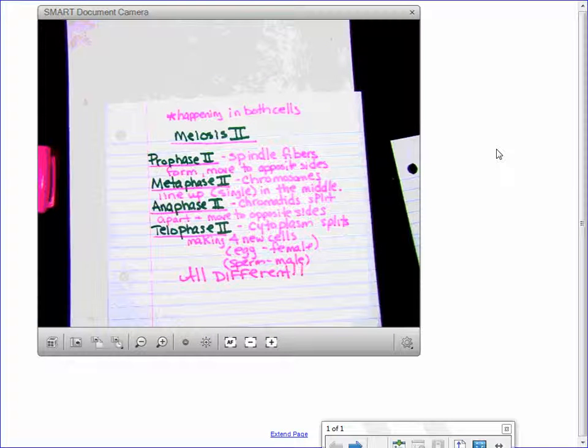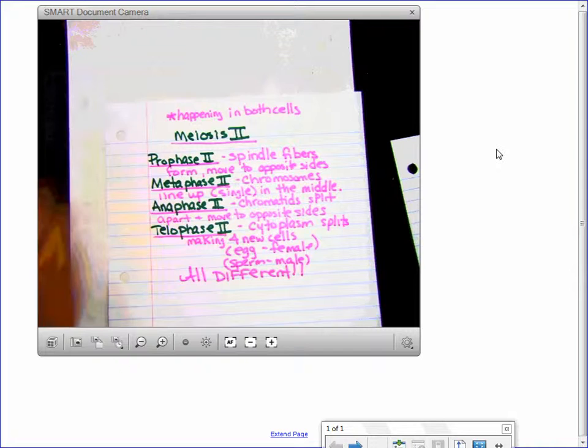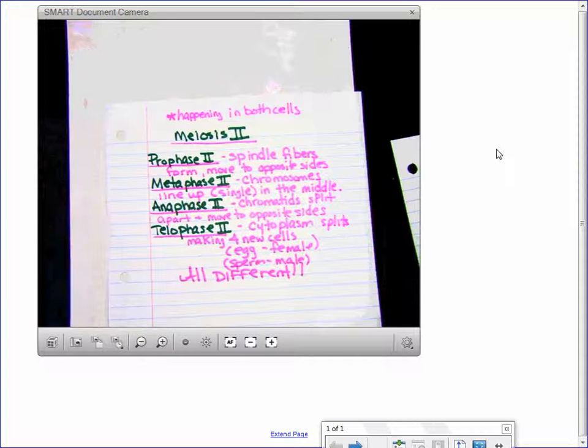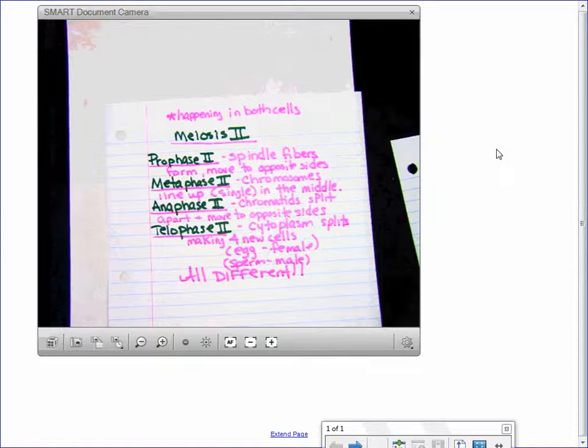Any questions on the notes? All 4 of them are all different. And remember, males don't just make 4 sperm. Women don't just make the 1 egg. The 4 eggs. There are a lot more sperms than eggs, though.